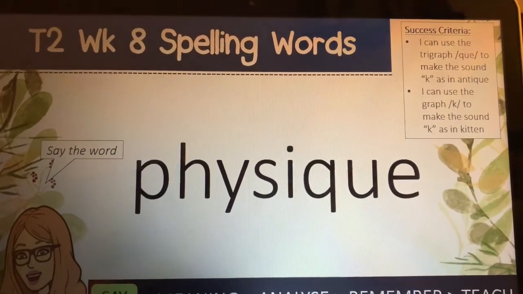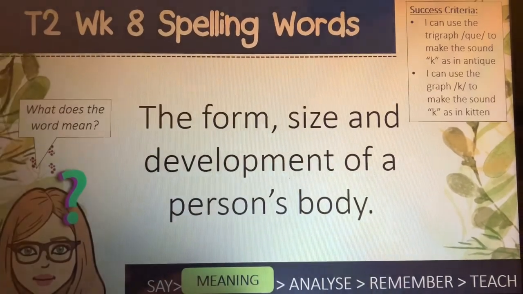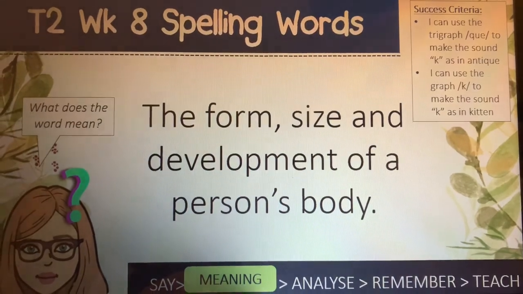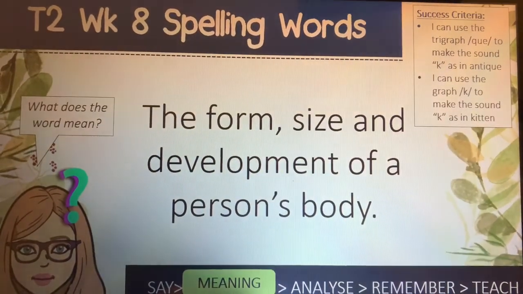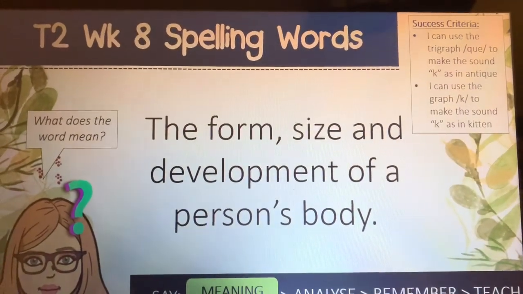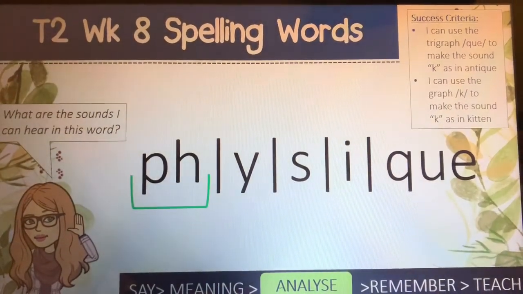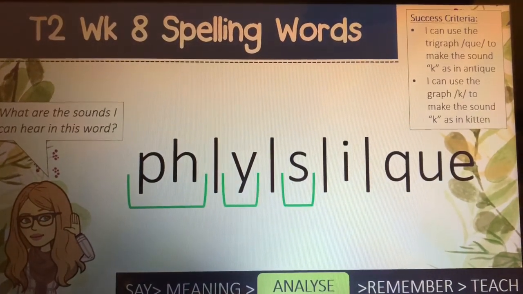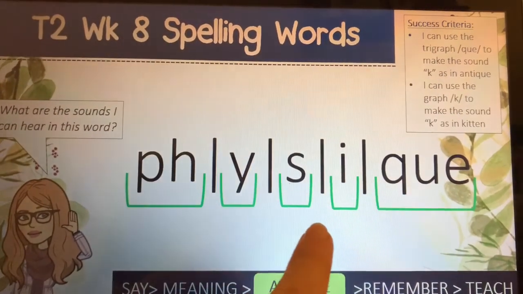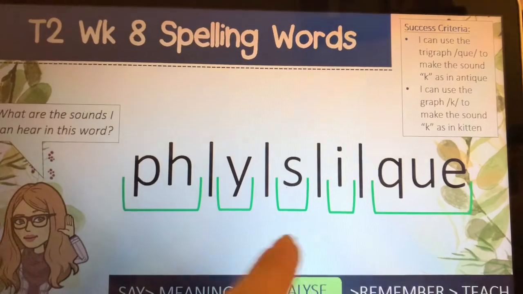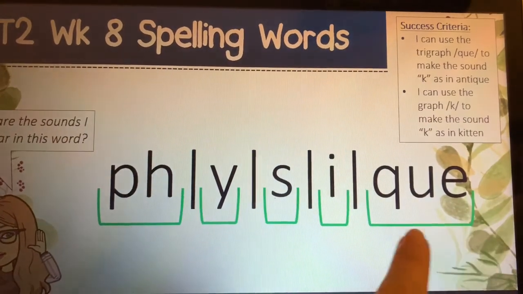The next word is physique. Say physique. Physique is the form, size, and development of a person's body. If someone has a good physique, you might be saying that they are rather muscly or that they are lean. Let's look at the sounds that we can hear in the word physique. F, I, S, I, K. F, is, ik, physique.